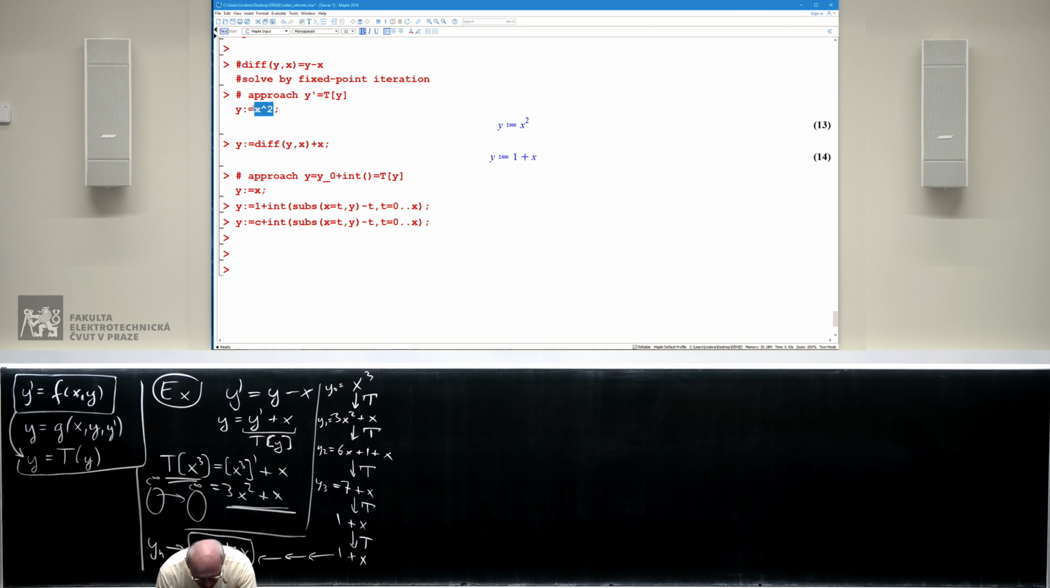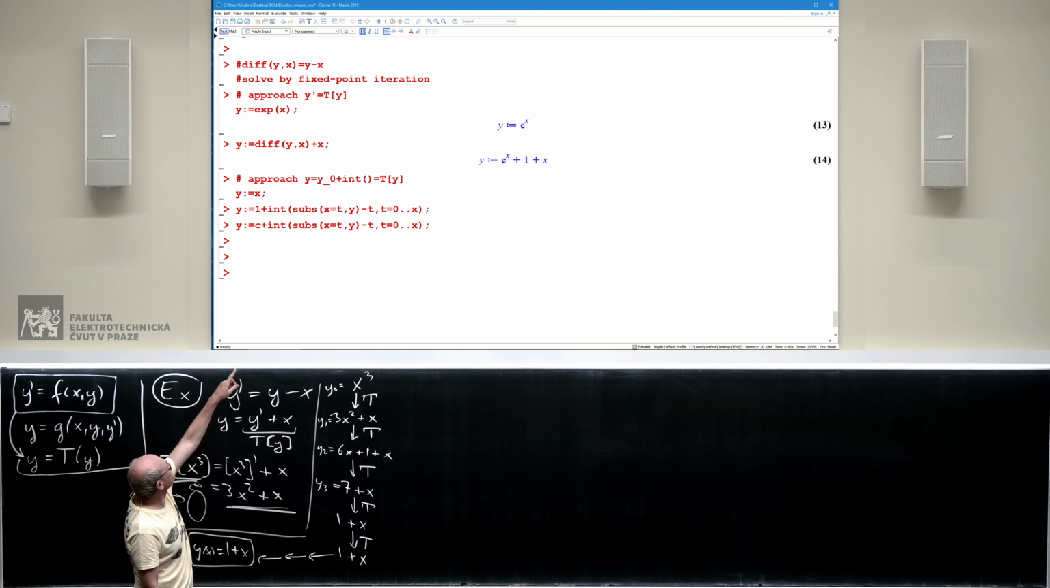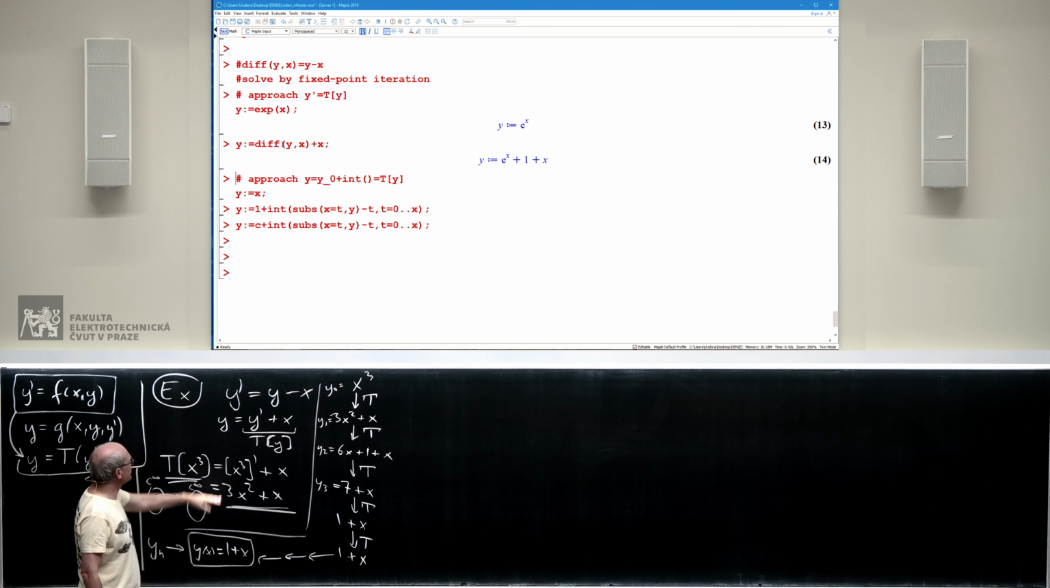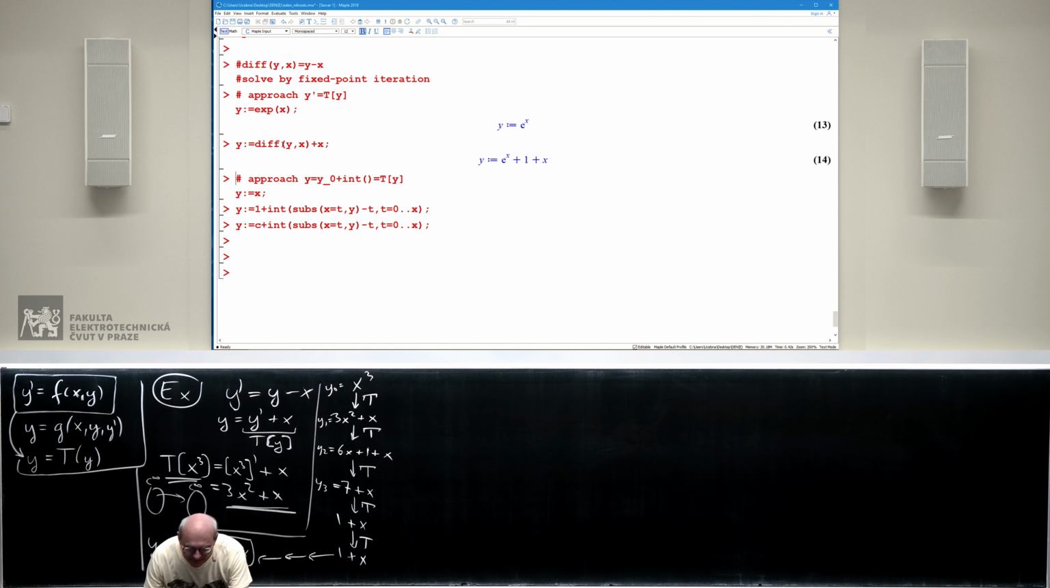That's very nice. What happens if I try the exponential function, e to x? Okay, I start taking derivatives, and I got another stabilized situation, and this is actually another solution of our differential equation. Not the same, but a different one. So this is not too bad.